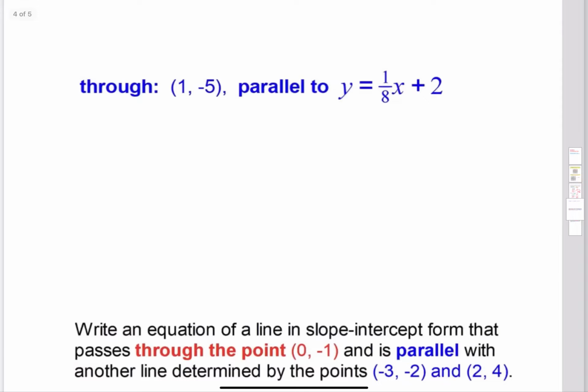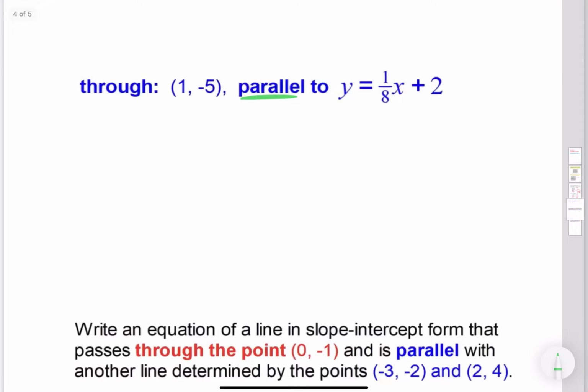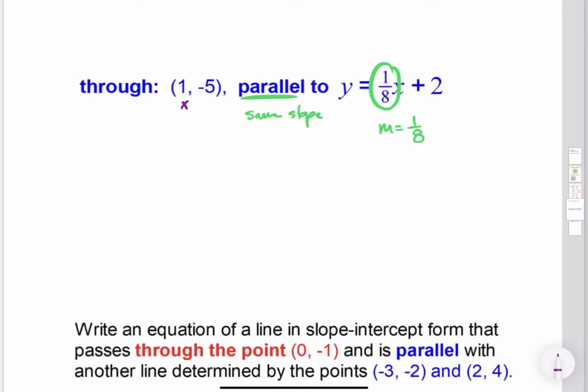Try one more. It says we want a line that is parallel to y is equal to 1/8 x plus 2. And it has to go through the point 1, negative 5. So once again, because it's parallel, we want to have the same slope. So the slope in this case is 1/8. So I'm going to keep that slope 1/8 because it's parallel. And we know that it has to go through the point 1, negative 5. And that's my x and my y value.